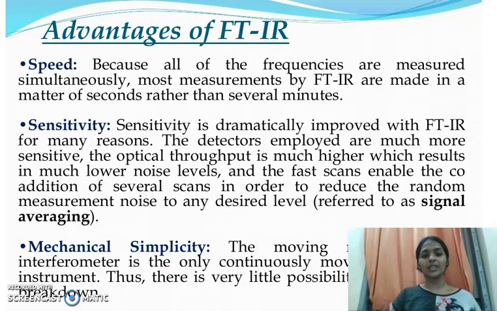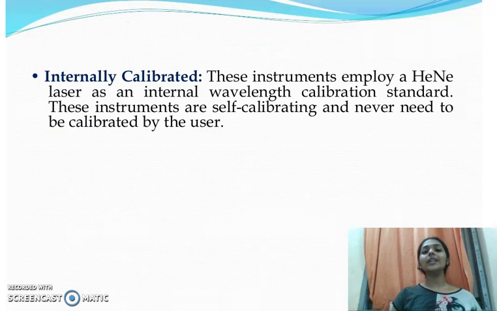The moving mirror in the interferometer is the only continuously moving part in the instrument. Thus, there is very little possibility of any mechanical breakdown or other wear and tear. Internally calibrated: these instruments employ a helium-neon laser as an internal wavelength calibration standard, and are thus self-calibrating and never need to be calibrated by the users.